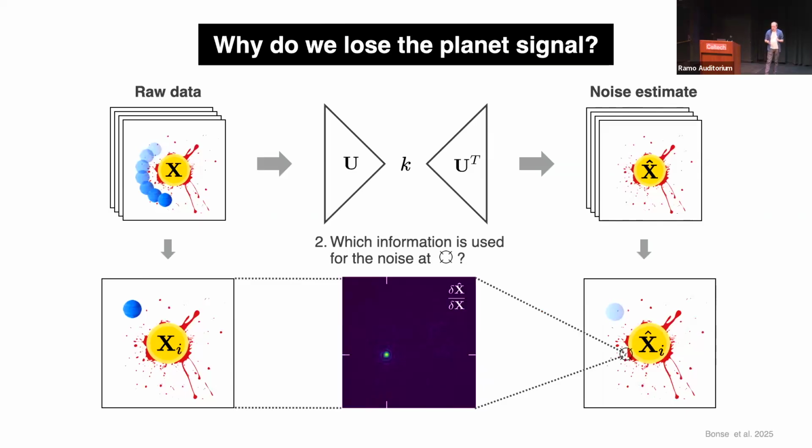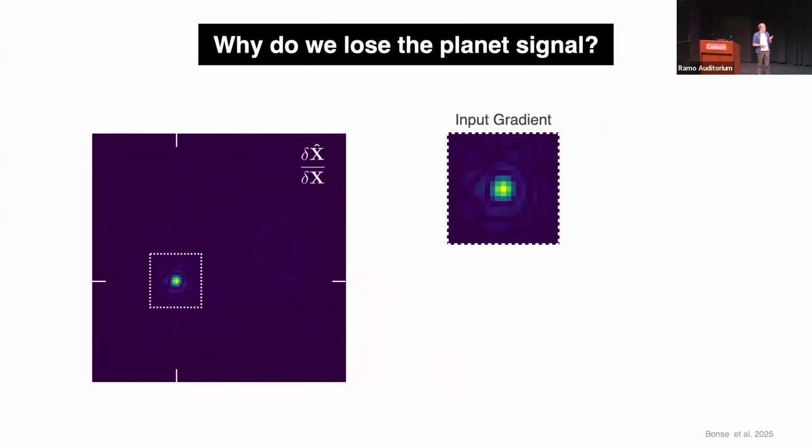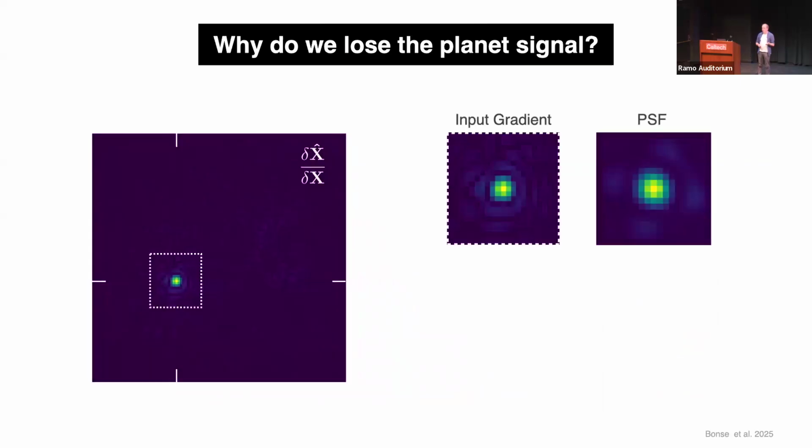The interesting part about this is it's not really linked to where the planet is at in your data, but you can do the same exercise for other positions. You always get the same image. It's actually looking fairly familiar because this is just the telescope point spread function.